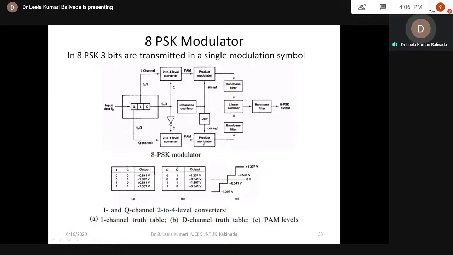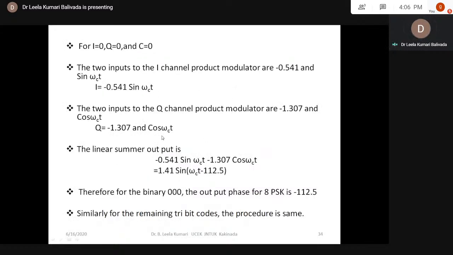This becomes input to the product modulator. Therefore, the two inputs to the product modulator are -1.307 and cos omega ct. So the linear sum of the I channel output and the Q channel output is -0.541 sin omega ct - 1.307 cos omega ct. After simplification, we get 1.41 sin(omega ct - 112.5 degrees). Therefore, for binary 0, 0, 0, the output phase for 8 PSK is -112.5 degrees. The amplitude here is 1.41.